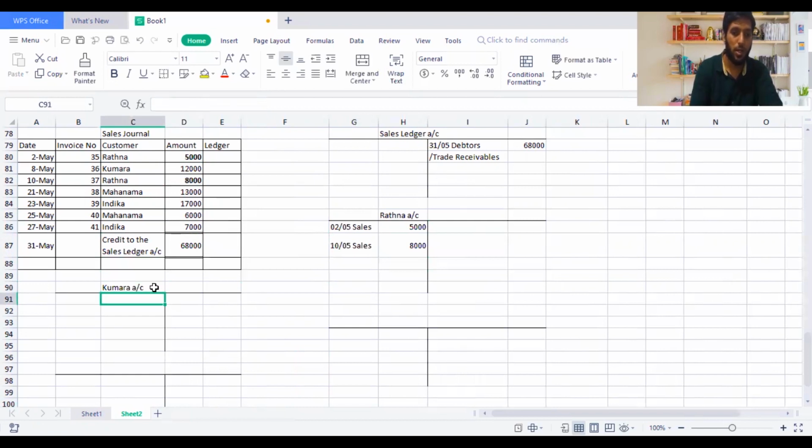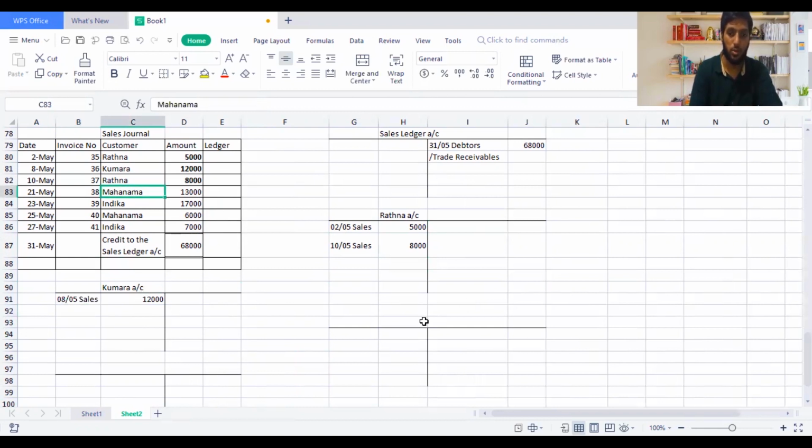So when you are saying Kumara's account, sales account, again credit, or debtors account will become debit. Kumara is 12,000. Only one Kumara is there, so I'll take 12,000 as sales. What is the date they are taken? Kumara is making a purchase on 8th May. We have sold the goods to Kumara on 8th May. That was easy. Then we move on to the next part.